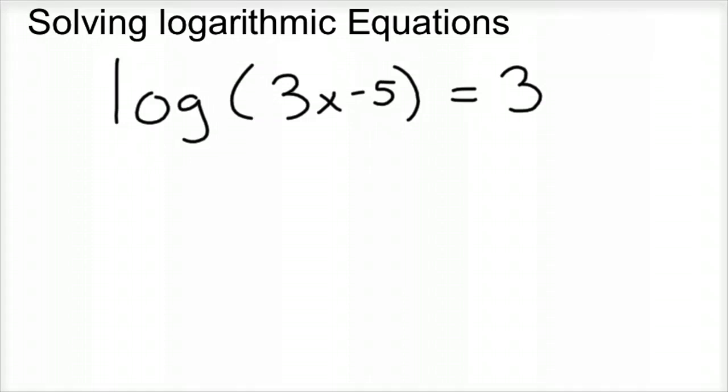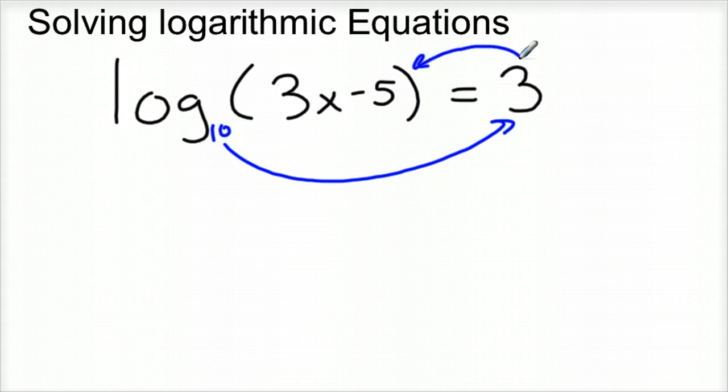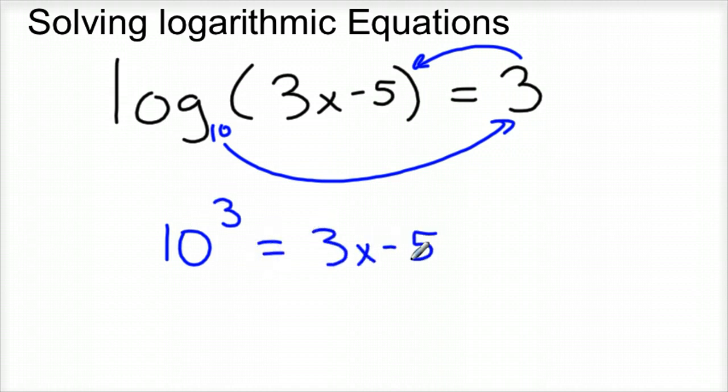There's no base. That's the reason I know it. So we know the base here is 10. So there's a couple ways you could think of doing this. The inverse of a logarithm base 10 is to take 10 to that logarithm's power. Or you could just convert this to an exponential equation, which is what I'm going to do. So 10 to the third power is equal to 3x minus 5.